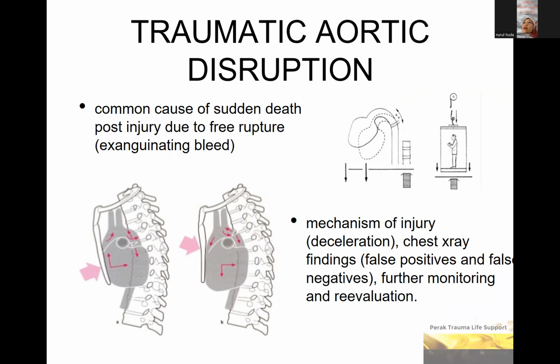Okay, next injury that you have to look for during the secondary survey is traumatic aortic disruption. It is a common cause of sudden death post-injury due to free rupture, so there will be exsanguinating bleeding. The mechanism of injury usually involves deceleration, for example, a fall from height or a motor vehicle accident. In the chest X-ray findings, there will be a lot of false positives and false negatives. Therefore, we will need to monitor and re-evaluate the patient.